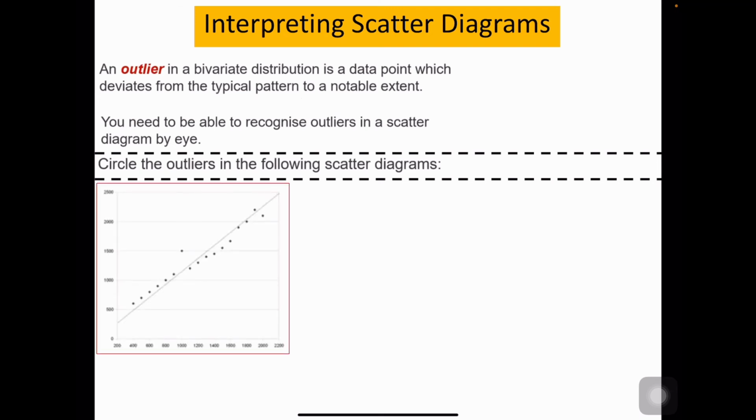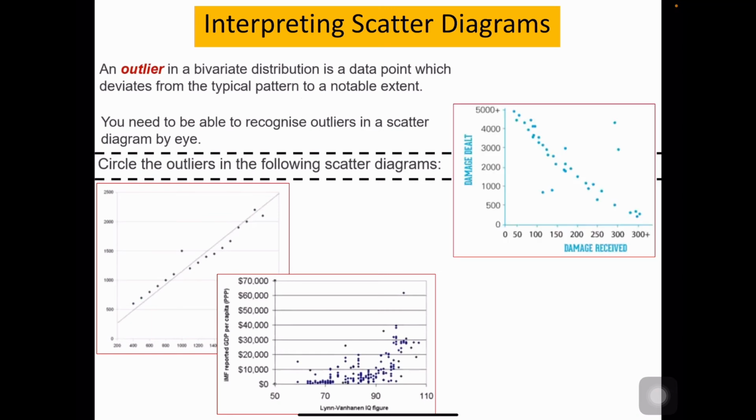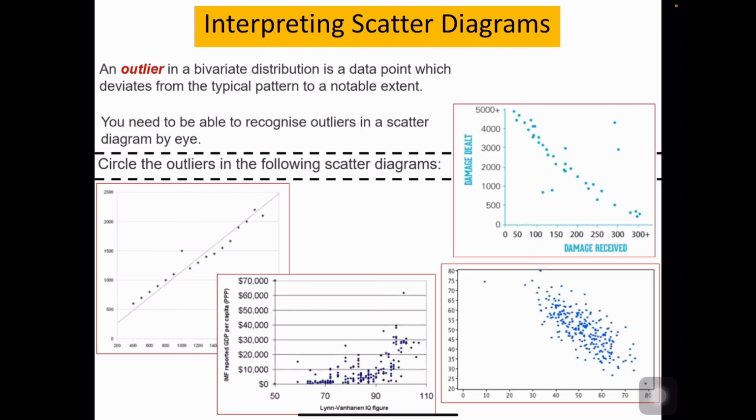So here I would like you to circle, actually it's very difficult if you don't have a piece of paper in front of you, but I'd say identify the outliers on these four scatter diagrams. I'm going to ask you to pause this video so you can figure it out, and in a few seconds I'm going to go through the answers as to which of these data points I think are outliers.